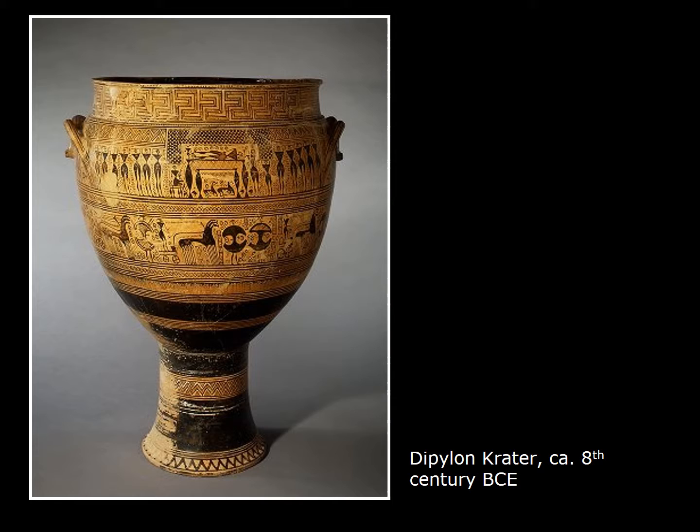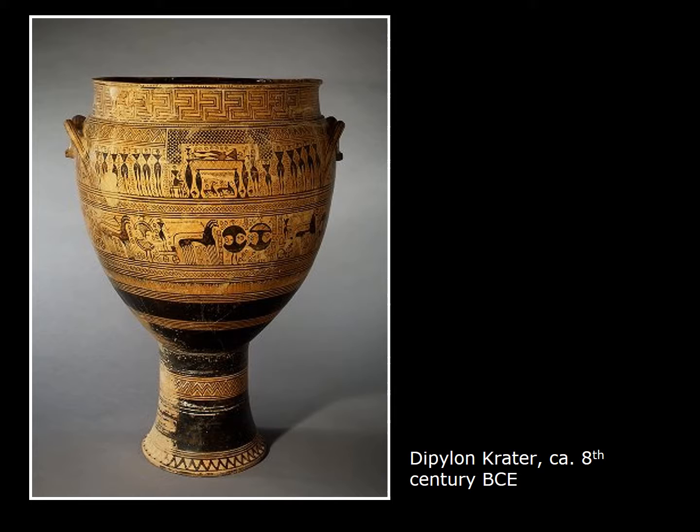The Dipylon crater is a good example of geometric style. It dates from the 8th century BCE. This is a period in which Greece is developing commerce among its various city-states. There is a prosperous economy. One of the major products is pottery, and this is demonstrating the very earliest artistic beginnings of the Greeks. This crater, or liquid-holding vessel, is called the Dipylon crater, named for the cemetery where it was found.